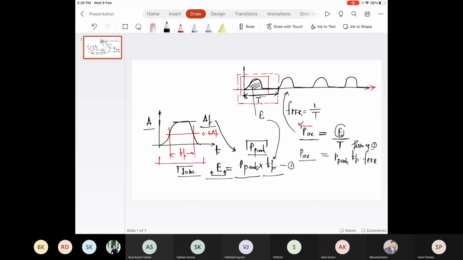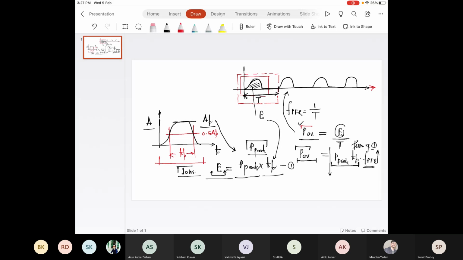So it means for a given average power, higher the pulse rate, lower the pulse energy. If this P average is fixed, if you increase the pulse firing rate, the energy within a pulse will decrease. And for a given pulse duration Tp, the peak power should also decrease if pulse rate increases.